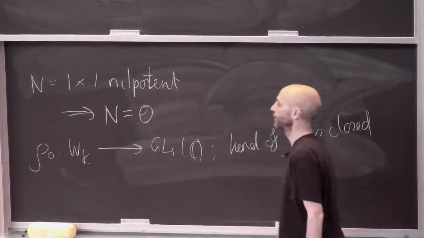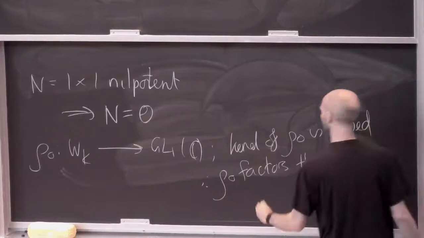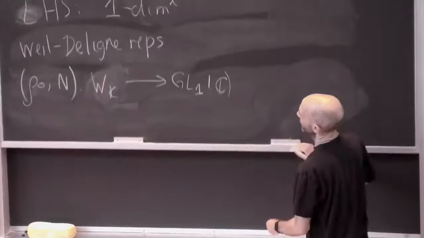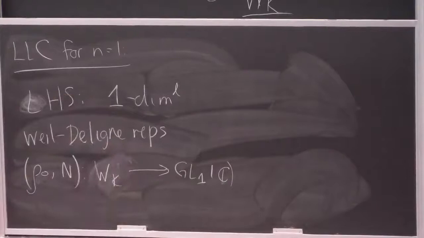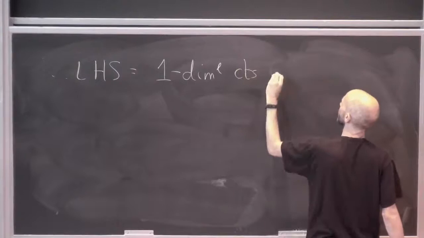So the kernel of rho 0 is closed, and therefore rho 0 factors through WK ab. Right? So WK ab, remember, means not just the abelianization as an abstract group, but somehow the Hausdorff abelianization. So there we go. So we've discovered what the left-hand side looks like. It's just one-dimensional representations of WK ab. So therefore, the left-hand side equals the one-dimensional continuous complex representations of WK ab.